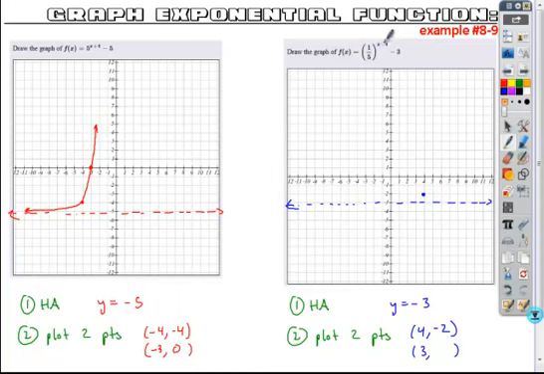So when we plug this in, 3 minus 4 is -1. That's going to flip our base, giving us 5 to the 1, minus 3 is 2. So 3, 2 is our next point. And so when we connect these, we get our sketch, and that would be the graph that we are identifying.